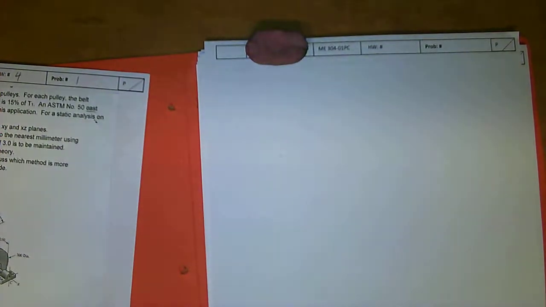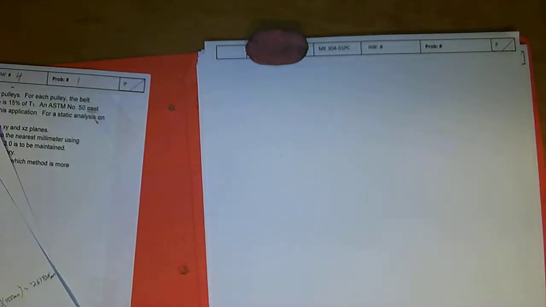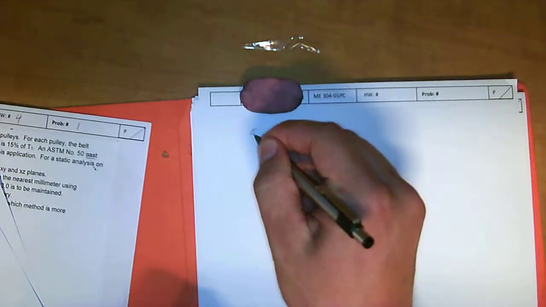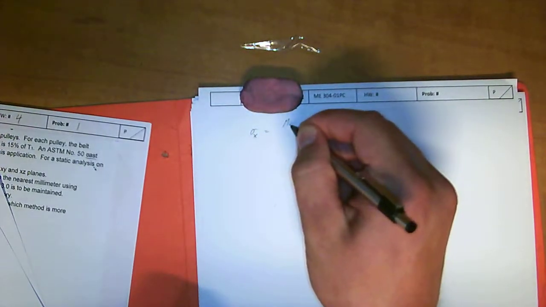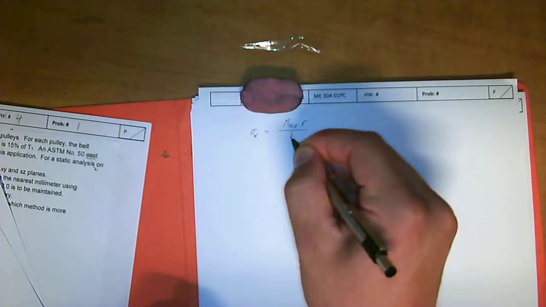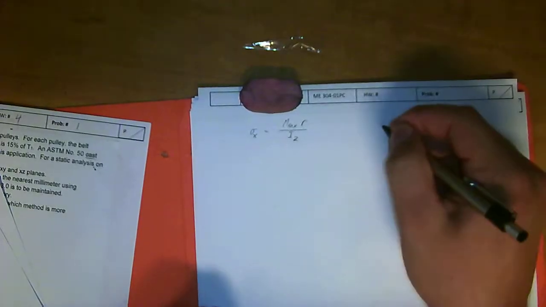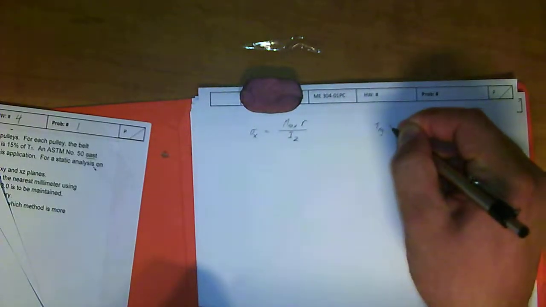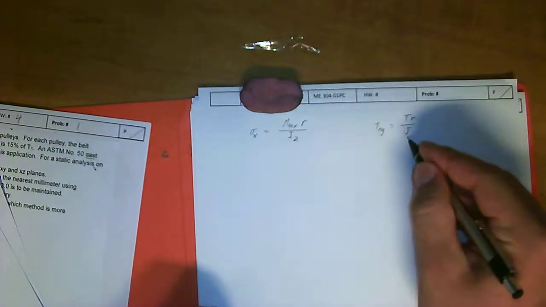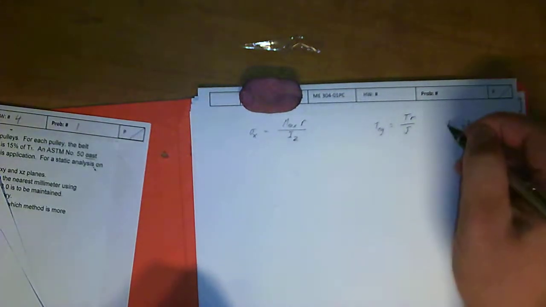In this case with the beam, sigma x, which is this stress, is equal to the moment max times the radius of the bar over the moment of inertia. And then the shear stress, tau xy, is equal to the torque times the radius of the bar over J, and J is actually equal to 2I. J is a different kind of constant for shear stress, which is just kind of weird in machine design.